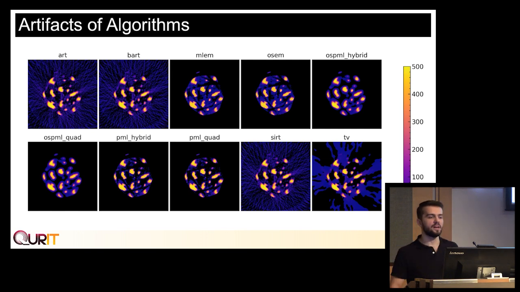There are some artifacts of the algorithms. All the maximum likelihood estimators, the ones with the black on the outside here, are variations of maximum likelihood. You can see that they don't have artifacts that extend throughout the image. That's good, because if you have a tumor that's localized somewhere in the body, you don't want things propagating outward because they might interfere with other things.